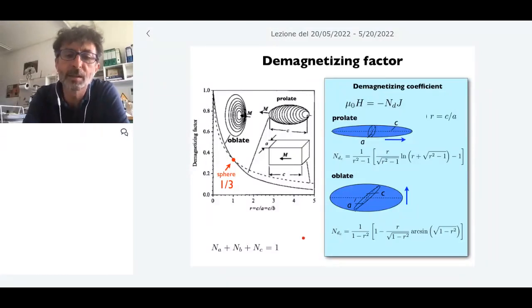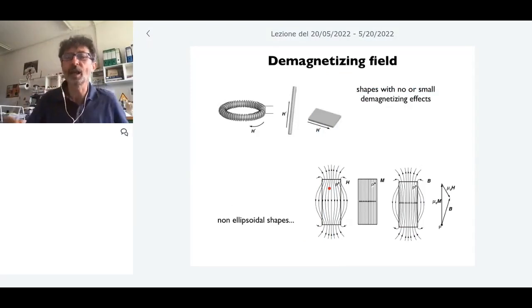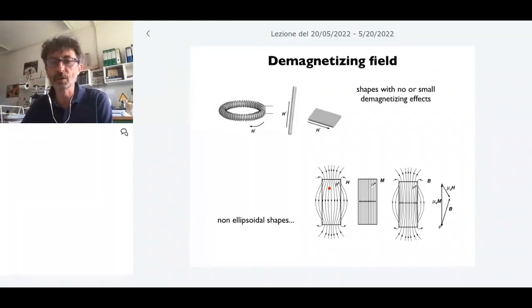Not in any case is this useful or practical. This demagnetizing field is proportional to the saturation magnetization in a ferromagnet, so it can be extremely large in soft magnetic material. And in any case, it's never negligible. So what do we have next? What are the shapes that are commonly used in a typical measuring situation where I can neglect or put to 0 the demagnetizing effect?